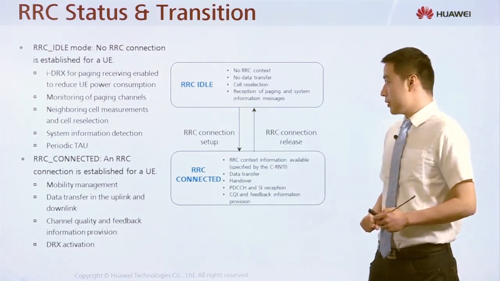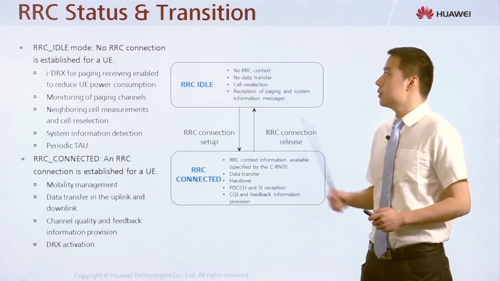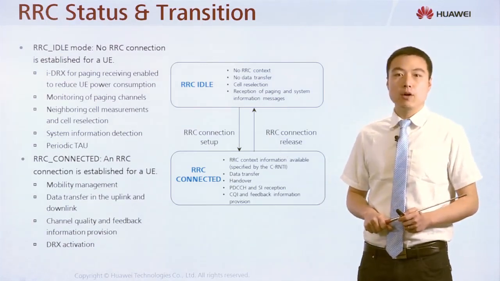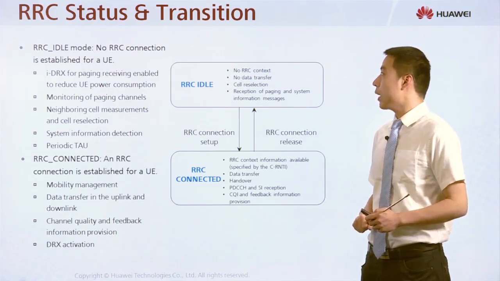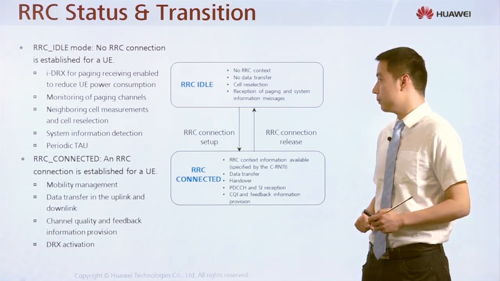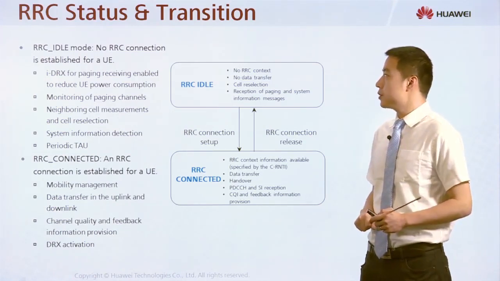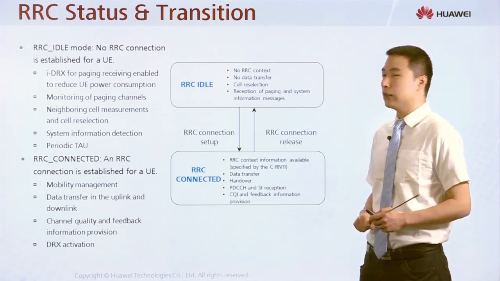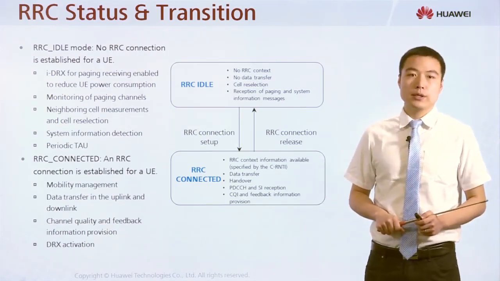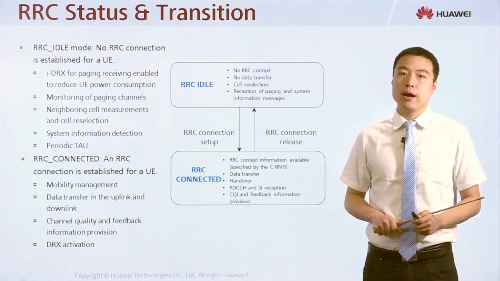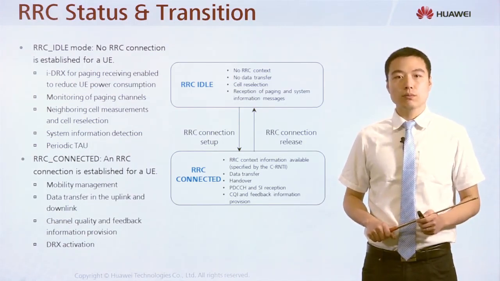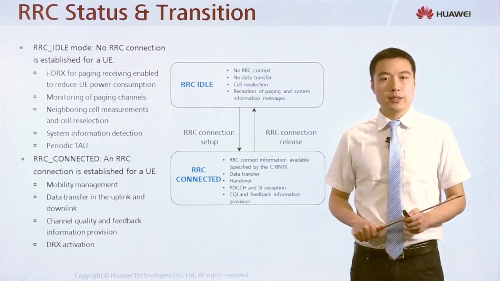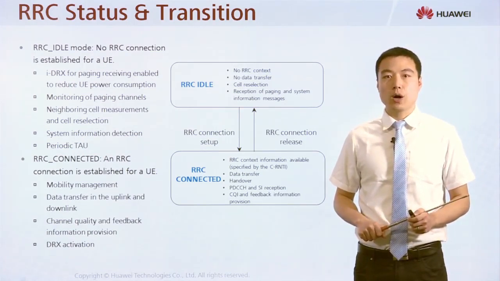RRC states and the transitions. Here in this slide, it mentions the states of the RRC connections. For the RRC state, we have 2 different states, RRC idle and RRC connected. RRC idle means there's no RRC connection between the UE and the eNode B. RRC connected means the UE and the eNode B already have an RRC connection. The RRC connection is a signaling connection between the UE and the eNode B.